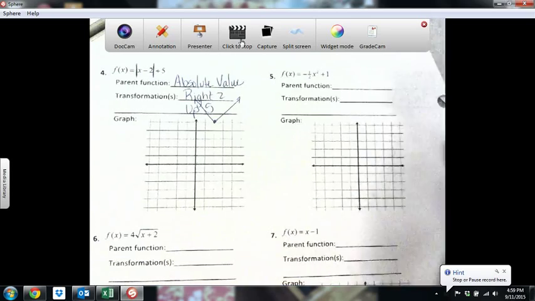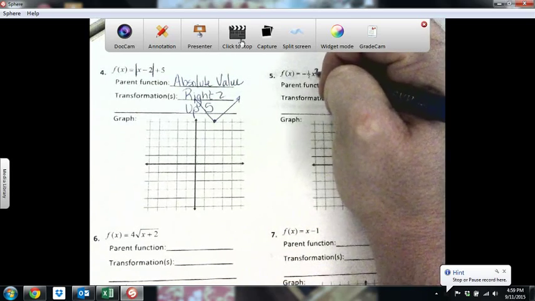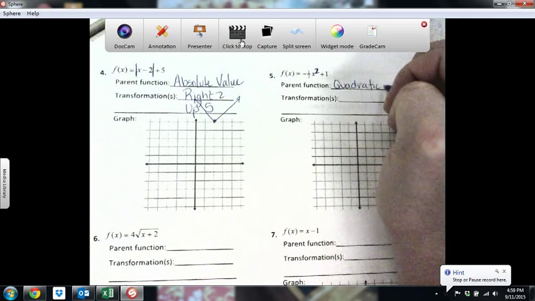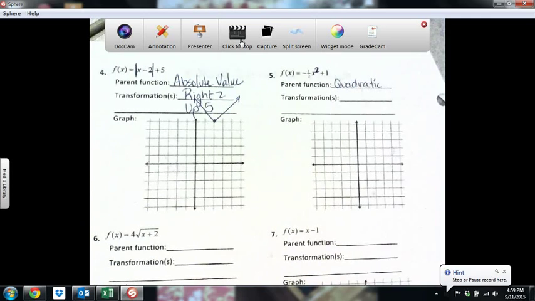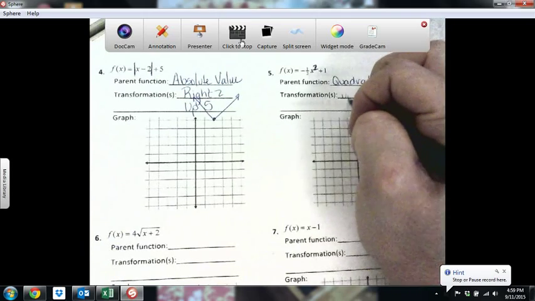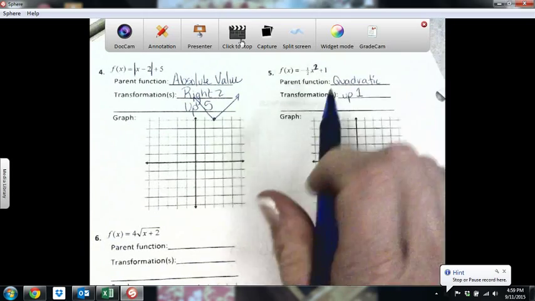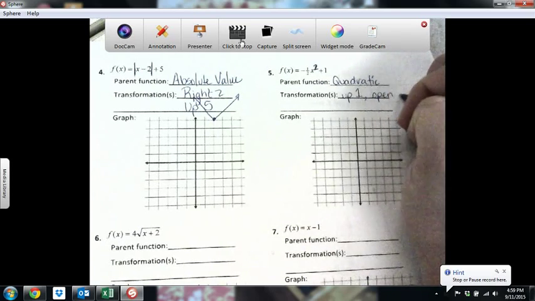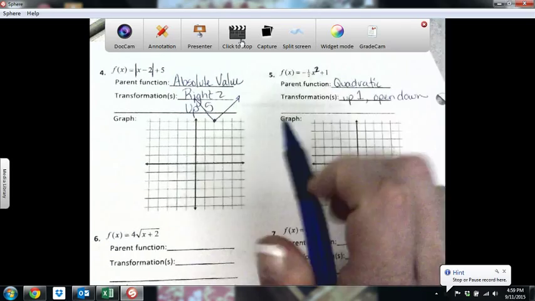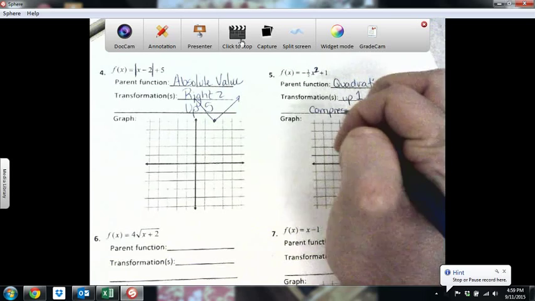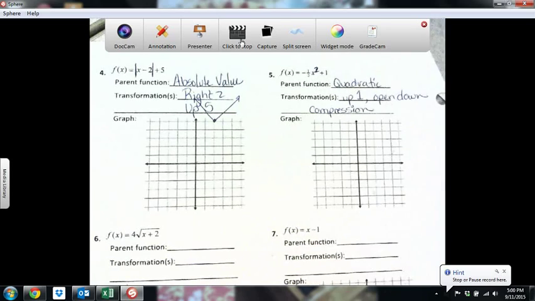Then for question number 5, the parent function is quadratic. This 2 tells me it's a quadratic function, and I know that quadratic functions have the shape of a parabola, which kind of looks like a U. And there's a couple of things happening here. One, the +1 is an up 1, so I'm going to take my vertex and move it up 1. The negative there is going to be an opens down, or a reflection over the x-axis, and the 1/2 is a compression. A compression indicates that it's going to be wider than a typical parabola.